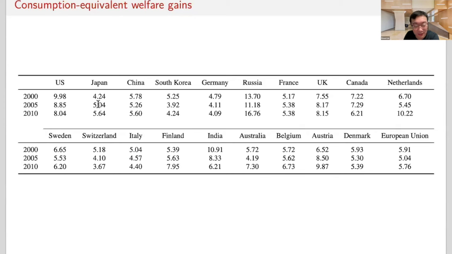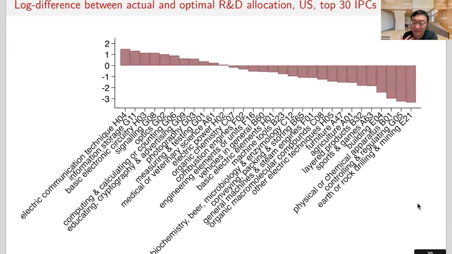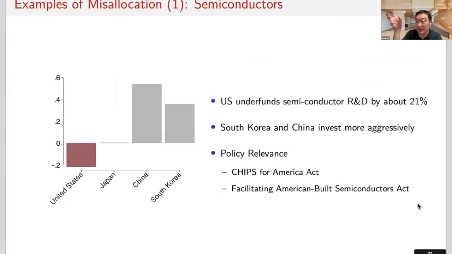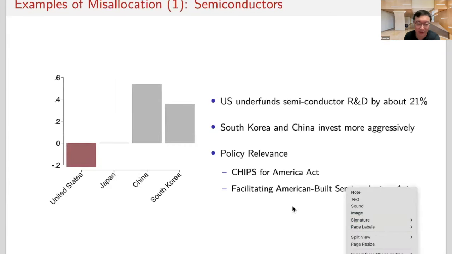Germany, 4%, Japan, 5.6%, higher in Russia. Now, the model also has predictive power about which sectors are over or under allocated. In particular, we can zoom in on key industries of interest, for example, semiconductors, and compare how the US does compared to East Asian economies.